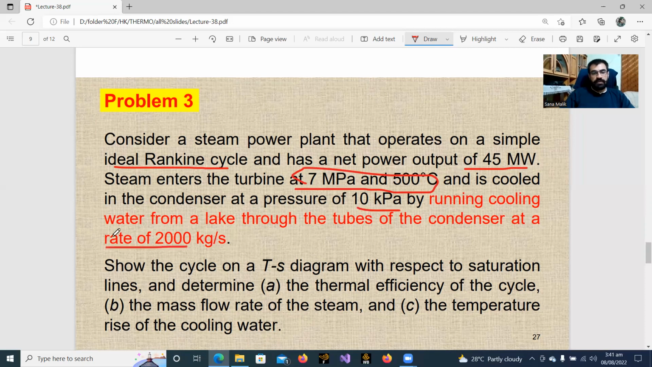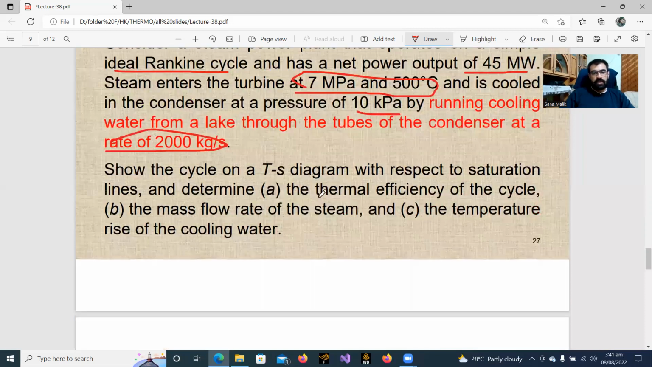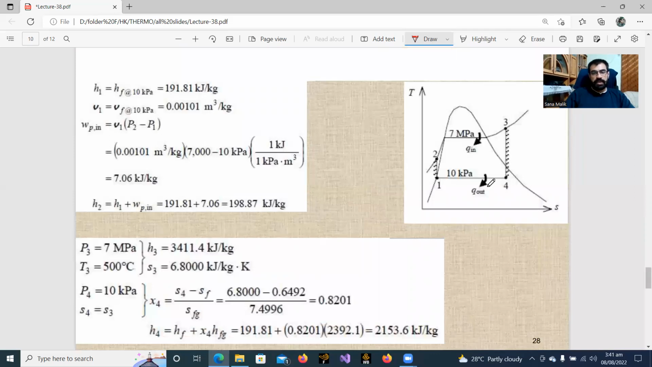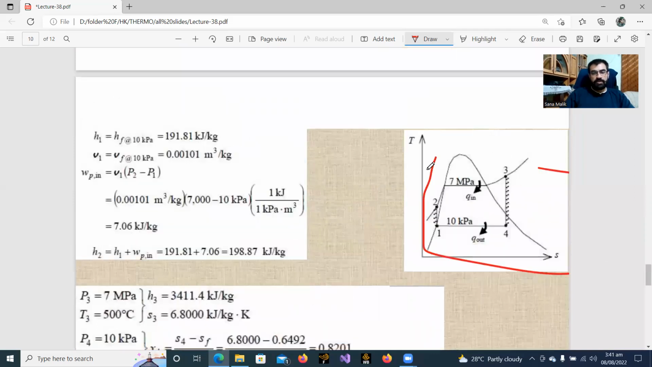Mass flow rate of water is given. We need the T-S diagram, thermal efficiency, mass flow rate of steam, and temperature difference of the rising cooling water. So here it is. The states are given in this simple ideal Rankine cycle. So no reheating is taking place. No efficiencies are given for the pump and the turbine.